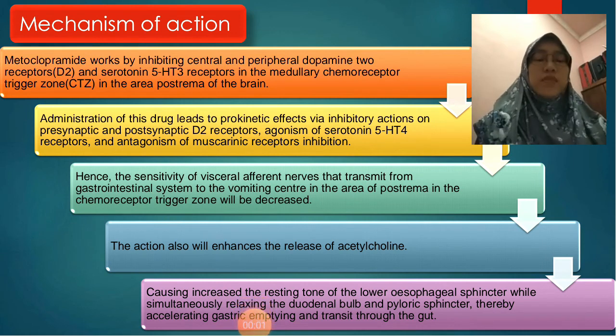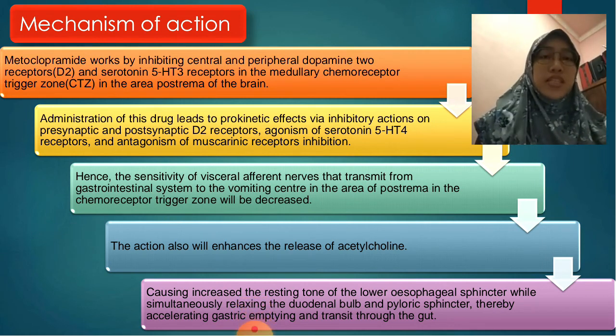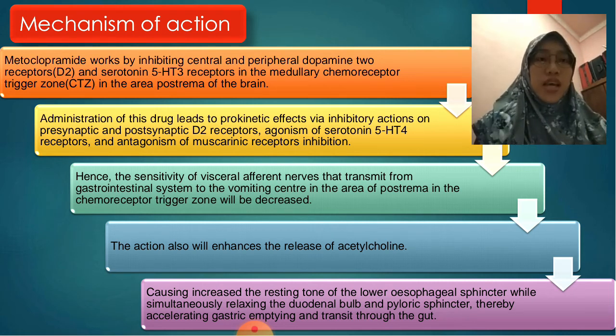So the mechanism of action of metoclopramide works by inhibiting central and peripheral dopamine 2 receptors and serotonin 5-HT3 receptors in the medullary chemoreceptor trigger zone in the area postrema of the brain. Administration of this drug leads to prokinetic effects via inhibitory actions on presynaptic and postsynaptic D2 receptors, agonism of serotonin 5-HT4 receptors, and antagonism of muscarinic receptor inhibition.